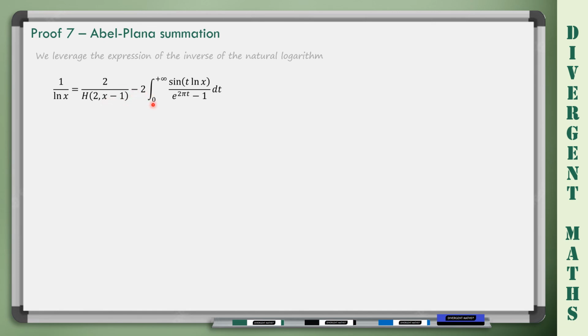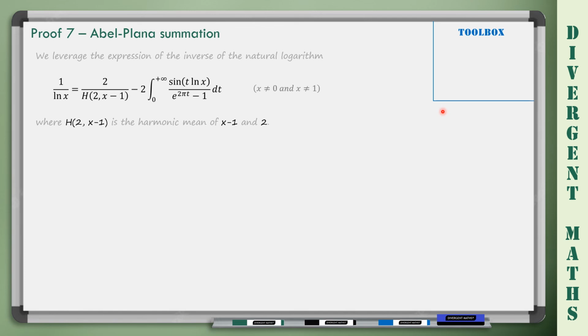minus 2 times the integral from 0 to plus infinity of the sine of t log of x over e to the 2 pi t minus 1 dt. So in that case, because of what we have here and what we have there, x must be different from 0 and different from 1. Like I said, h of 2 comma x minus 1 is the harmonic mean of x minus 1 and 2.